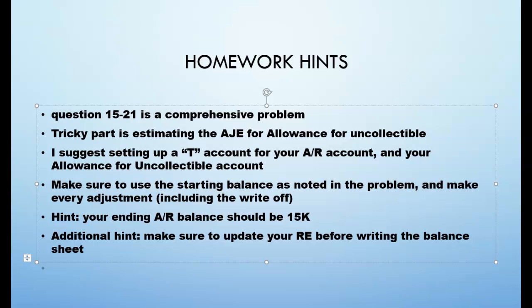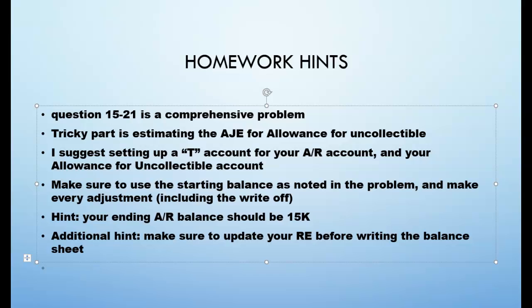Speaking of homework, just a hint on questions 15 through 21, which is a comprehensive problem. The tricky part really is estimating what will be the adjusting journal entry for the allowance for uncollectibles. I suggest setting up on paper outside the problem both your accounts receivable T account and your allowance for uncollectible T account. Make sure that you have the beginning balances that are listed there for you in the problem, and then make sure you capture each journal entry that you're writing, including that write-off one.